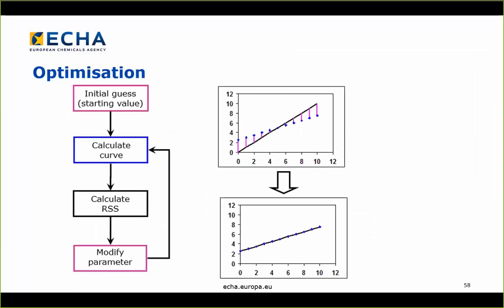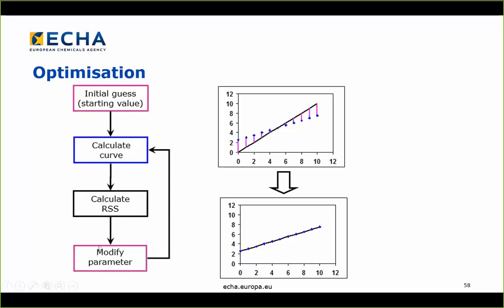So in the optimization procedure, you will tell the model some initial guesses for your parameters. So your initial concentration, if it's SFO, and your K value. The model will calculate the curve with the data you have told it. So it might not be a great fit, because these are just your starting guesses. And the model will calculate the RSS value, which is how it's going to measure the goodness of fit.